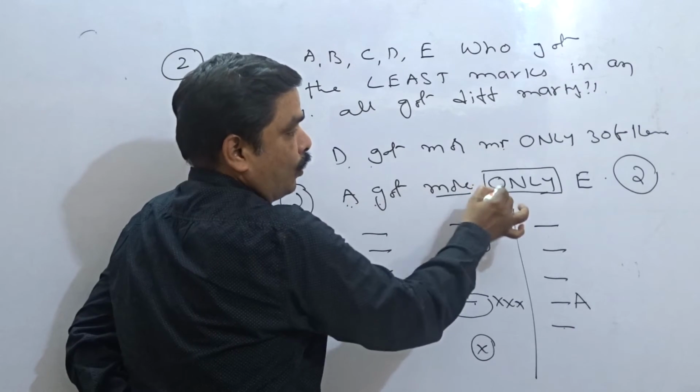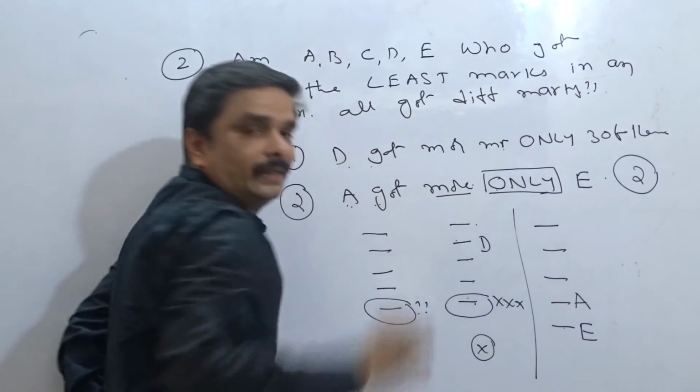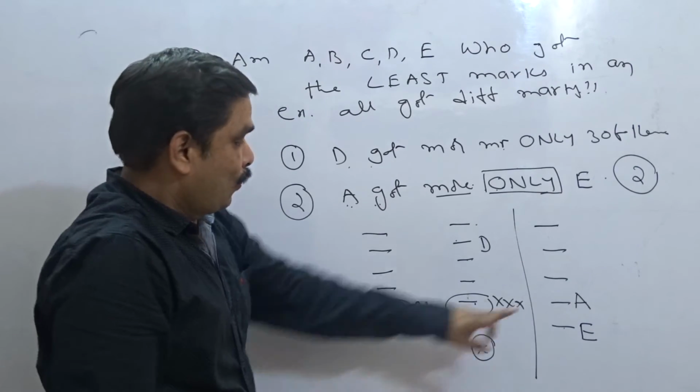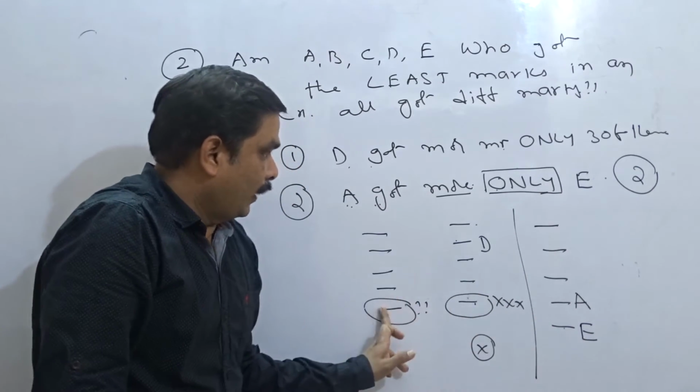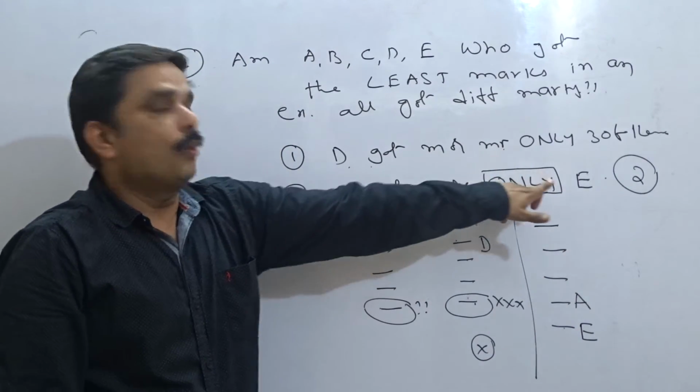A got more marks than only E. So E will be here. Now what I require is fulfilled with information number 2, of course by using the word "only" here.